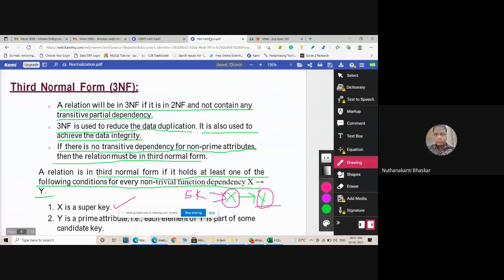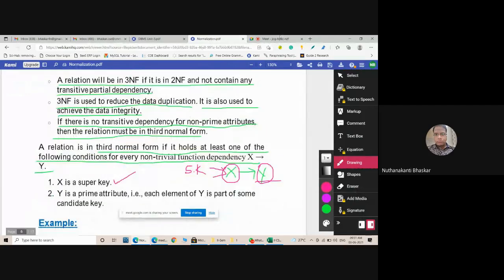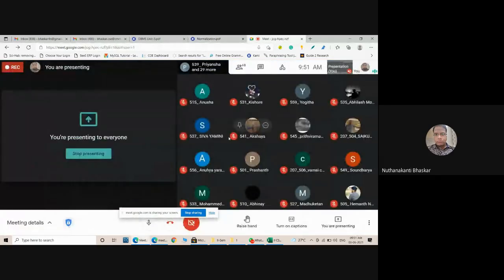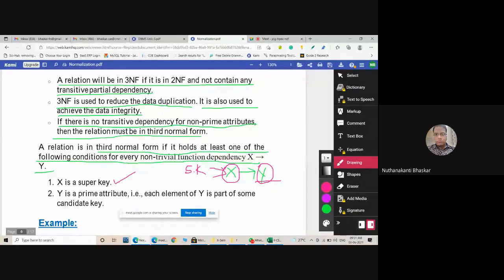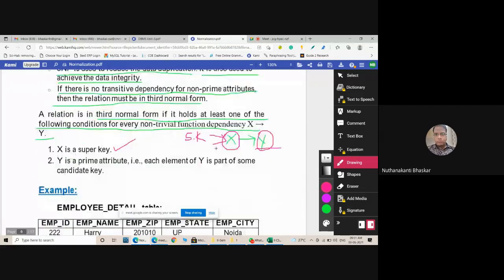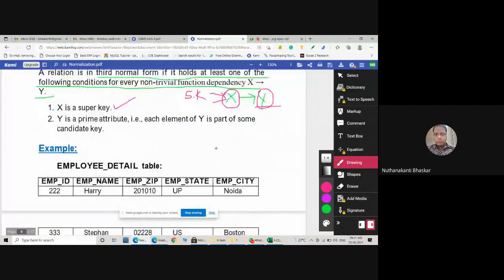Right. Now, all of you clear about the third normal form definition? Yes, sir. Now I will give the examples for satisfying this third normal form definition.